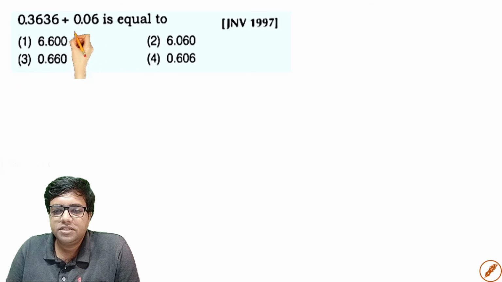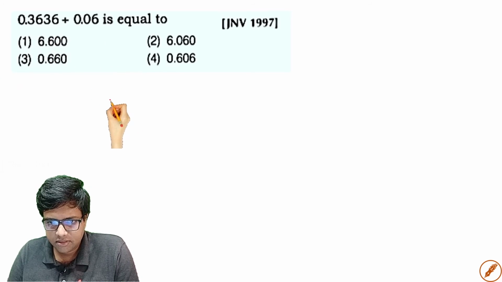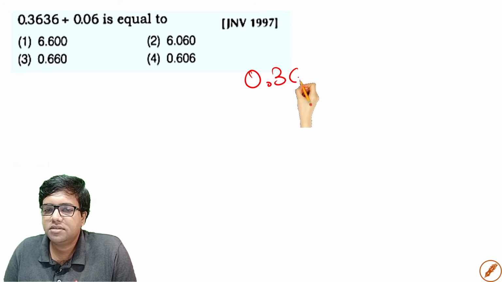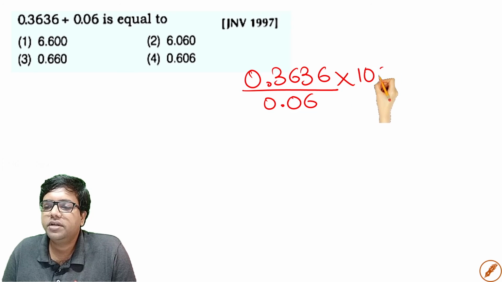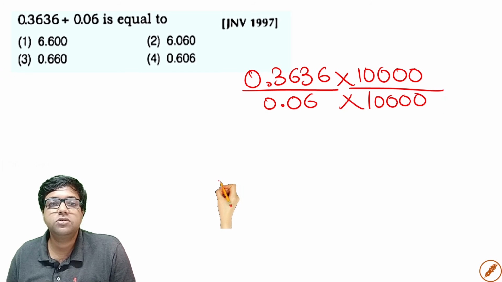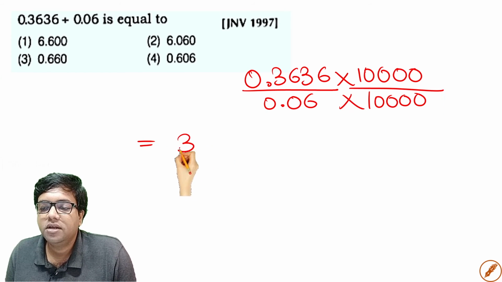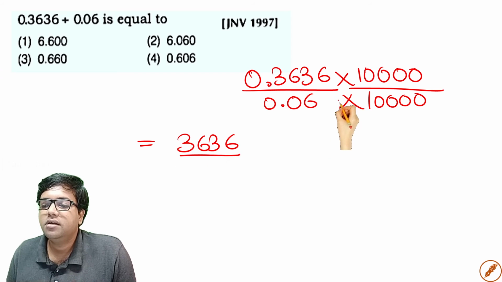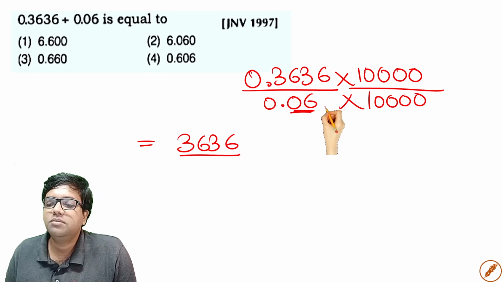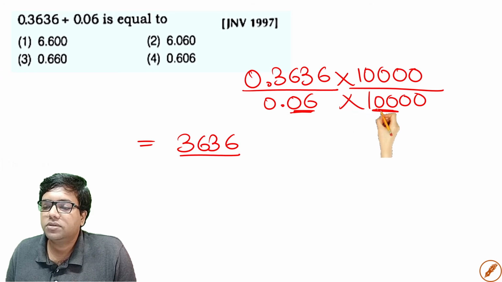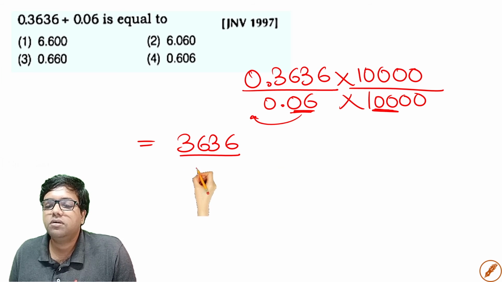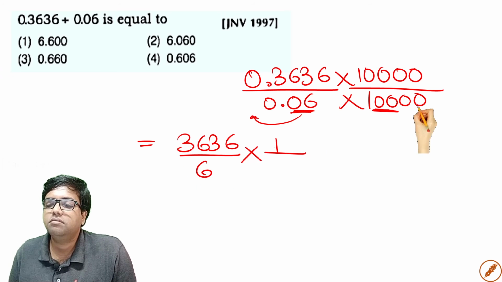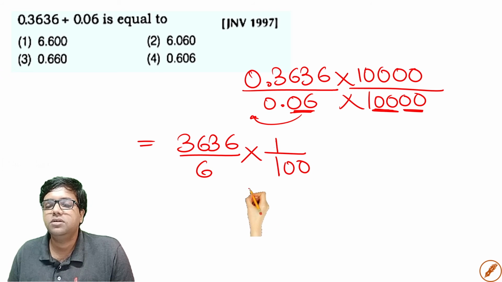0.36, the division symbol is there, right? Do we have a division? Yes. 0.3636 by 0.06. I have told you, you need to take away the decimals. When you multiply the zeros in the numerator, you also have to multiply it in the denominator. So you will get 36 by, in order to take these decimals away, I will multiply only 2 zeros. So I will get 6 here, and another 2 zeros will remain as they are.